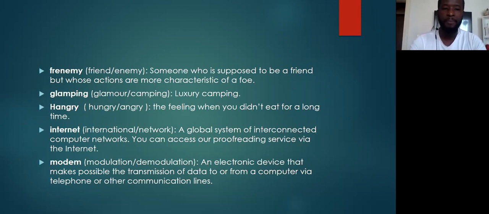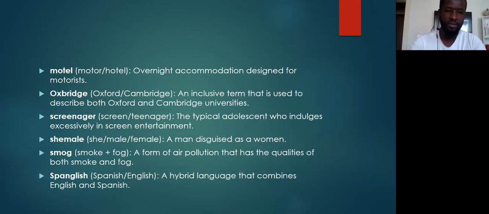And we have here motel. Everybody knows hotel, motel. So it means motor hotel. It means overnight accommodation designed for motorists. Normally, motel was used for the motorists, the people who are using motors, and then they don't have anywhere to sleep at night, so they just go to an overnight accommodation to stay there the whole night. That's the meaning of motel.